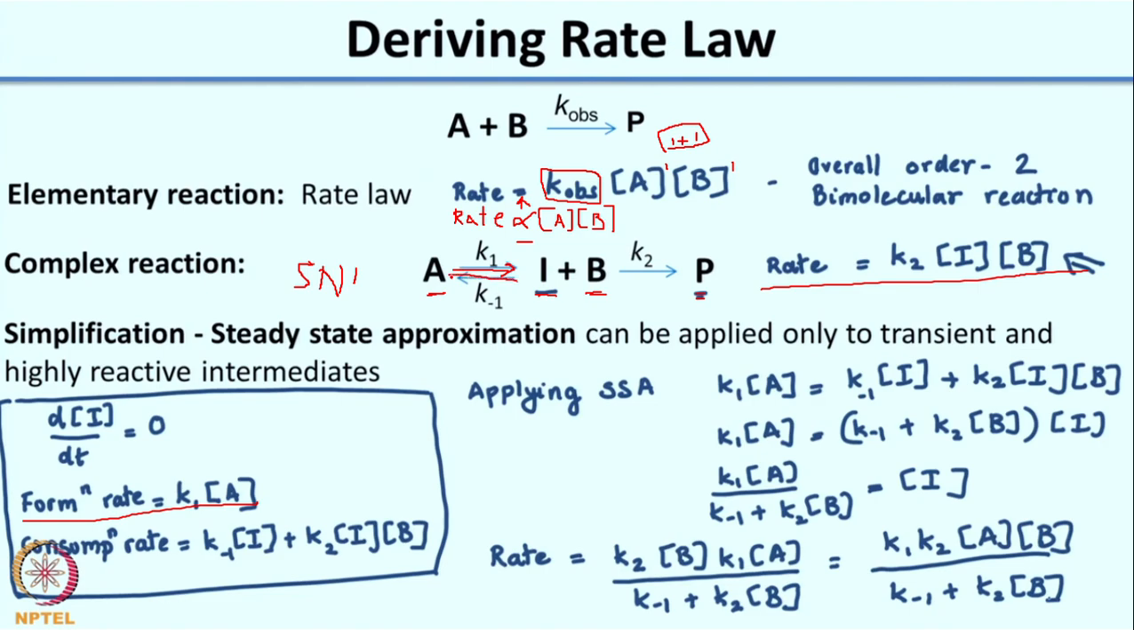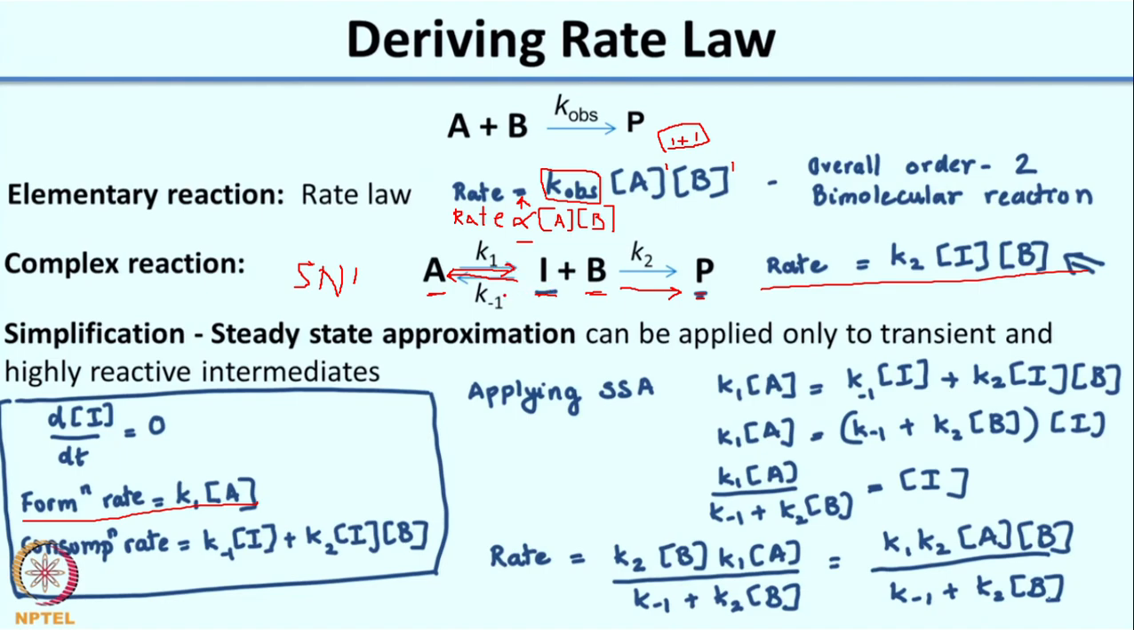Now you have to look in this direction. So according to this consumption rate, what will be the rate? Now here you can see that this intermediate is consumed in this direction and also in this direction, right? Here also the consumption of intermediate takes place, and it's going back in reaction. That means here also the intermediate is converted to reactant. So here we have to write the consumption rate in both the terms.